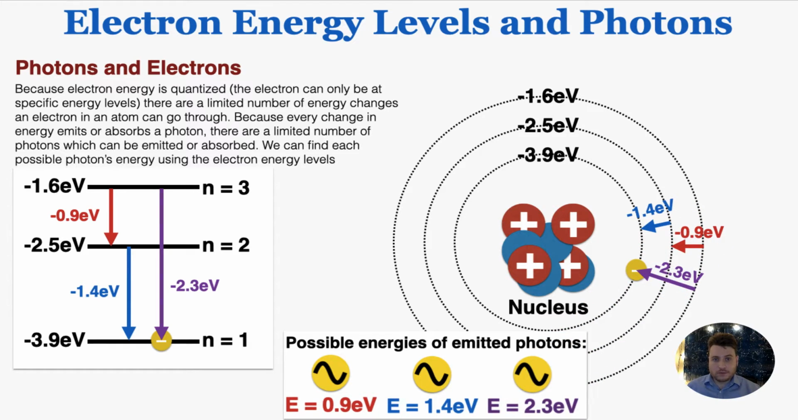These are the only possible ways that the energy of an electron can change in this atom. There are no other paths it can take because it can't exist between energy levels. It has to end at one of the energy levels. So these are the only ways that an electron can lose energy if it exists in this atom. And so my list of possible energies of emitted photons are the only possible photons that can be emitted by this atom. This atom can only emit a 0.9, a 1.4, and a 2.3 electron volt photon, and no other energies of photons can be emitted.